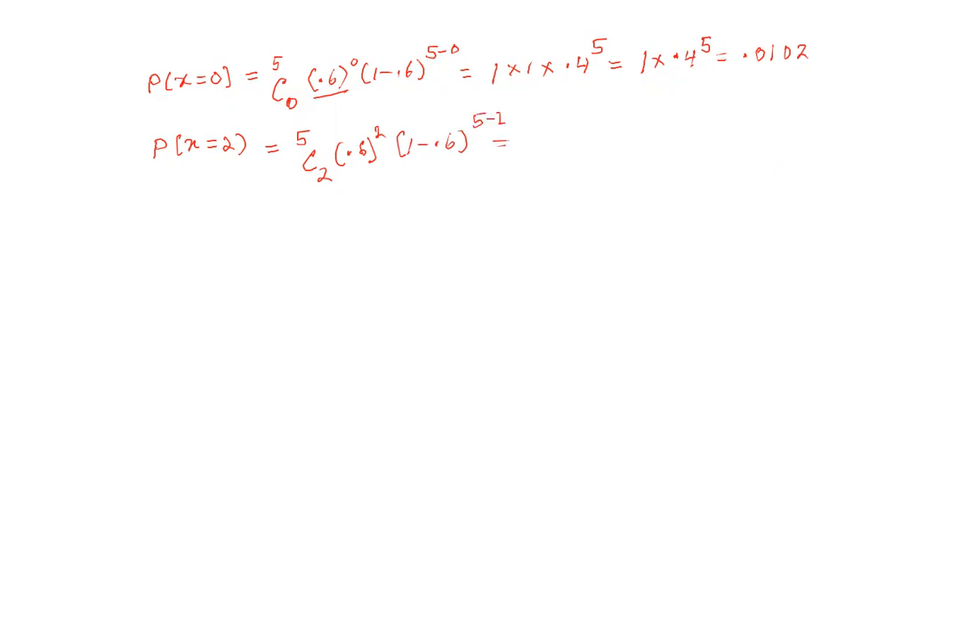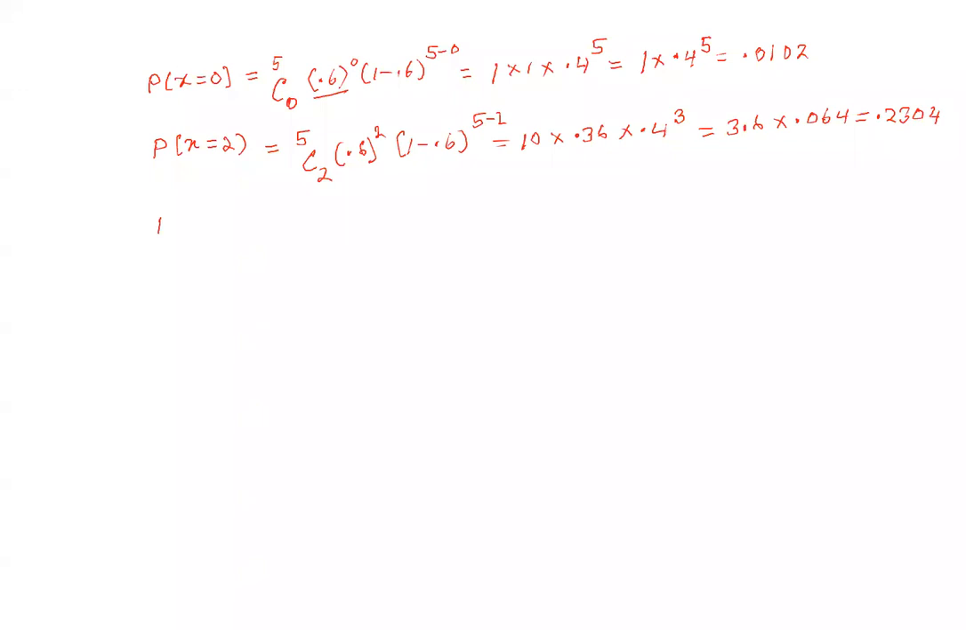So 5C2 is 10, you can check it, times 0.6 squared is 0.36, times 1 minus 0.6 is 0.4, 0.4 to the power 5 minus 2 is 3. So if you do the math, it's going to be 10 times 0.36 is 3.6 times 0.4 cubed, which is 0.064. So 3.6 times 0.064 gives you 0.2304. All right. So about 23.04%.